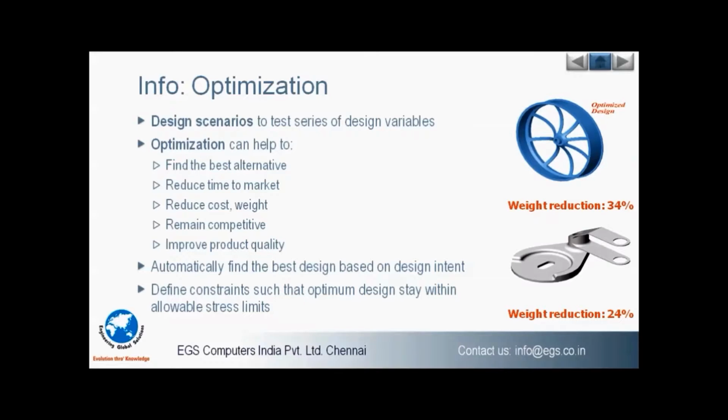The optimization analysis basically requires three things: the goals, constraints, and variables. Your geometry can directly be linked into the optimization study by creating the design scenarios for the concerned design variables. Using the optimization, we can find the best alternatives for your products, say a material or any kind of grade variation among the materials. We can reduce the time to market by reducing the cost and weight, and we can always remain competitive in the market. By all these aspects, we can obviously improve our product quality.